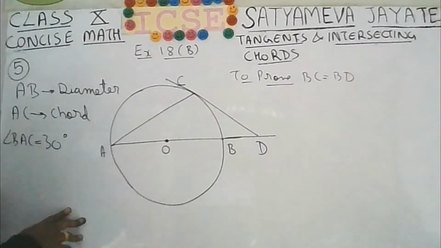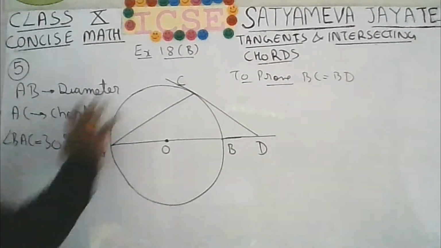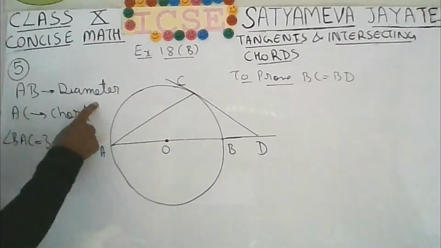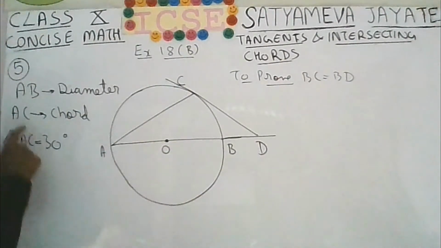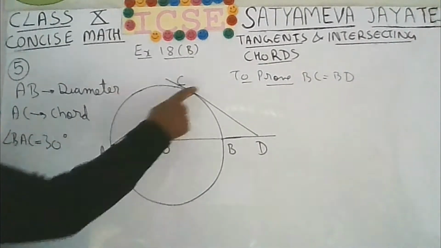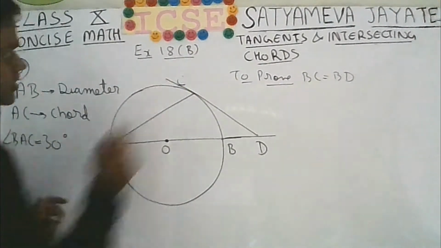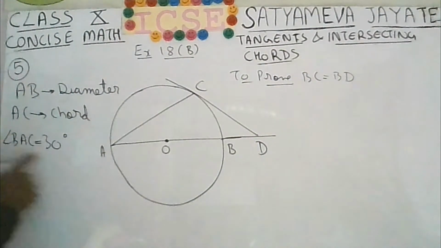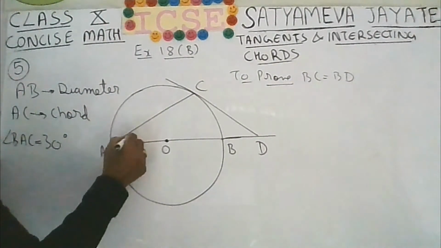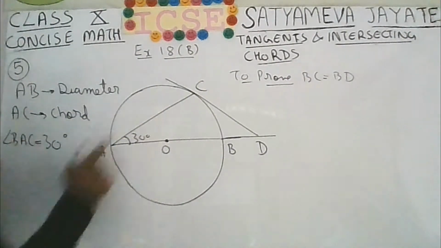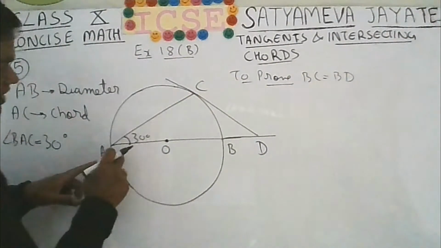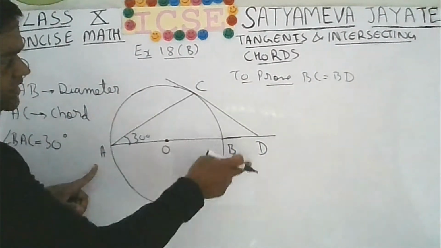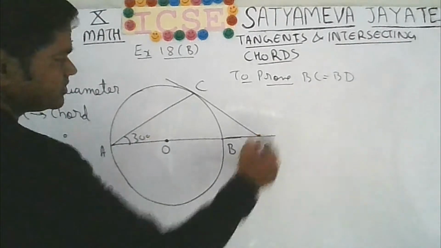So for question number 5, they have not given the figure, so this figure you have to draw from your own side. And then they are saying that AB is the diameter. Okay, so this AB is the diameter, AC is the chord. So this point will be C. So AC is a chord. Angle BAC is given 30 degree. Okay. And then AB is the diameter. If you extend the diameter, and then CD is a tangent. So this is a point of intersection.